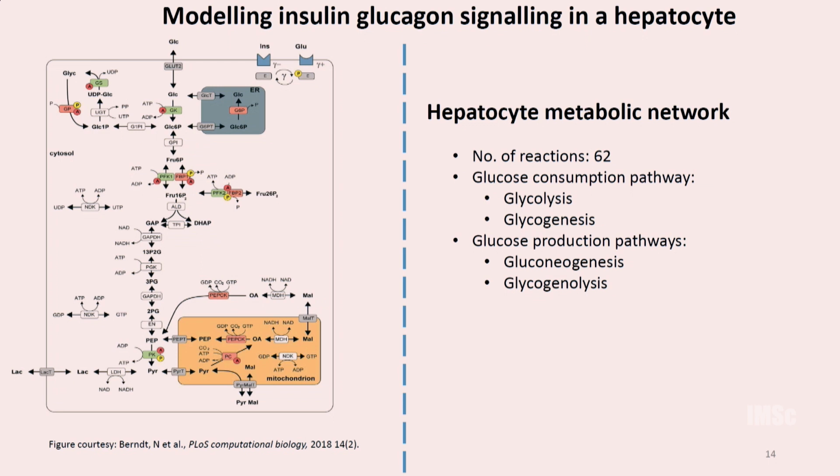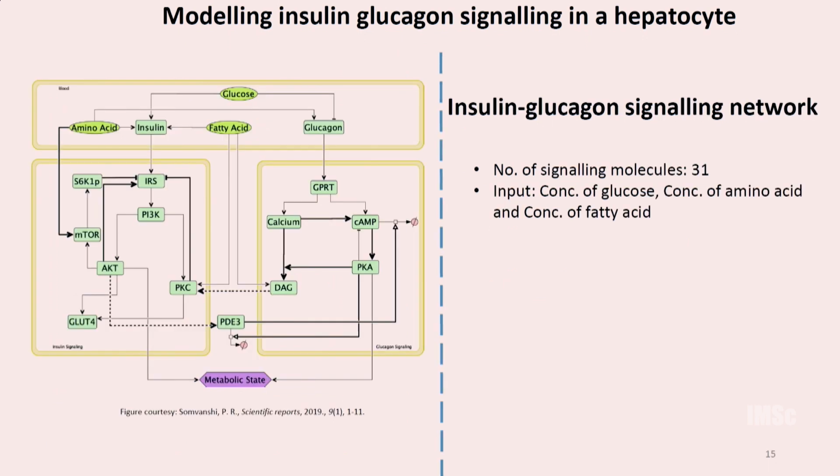Once we have this, we want a signaling network pathway. So we got a nice pathway from one of the groups at IIT Bombay, which has around 31 molecules, where the inputs are glucose concentration, concentration of amino acids, and concentration of fatty acids. And we said, okay, we'll study how the glucose concentration is affected or can be changed by the integration.